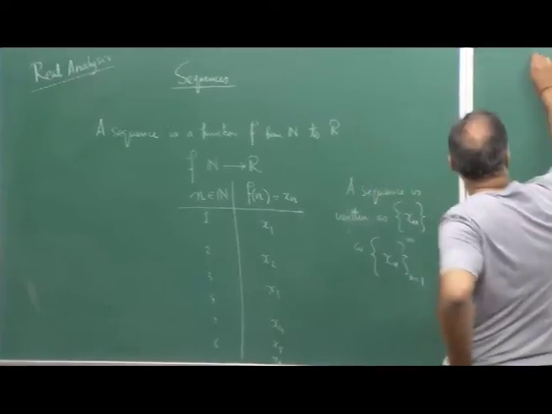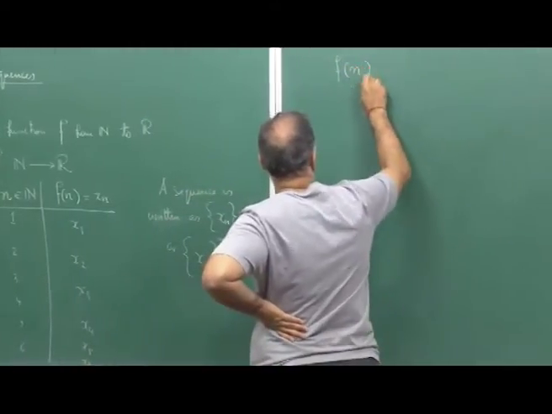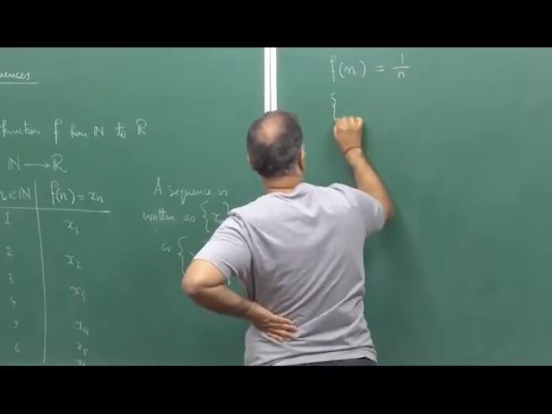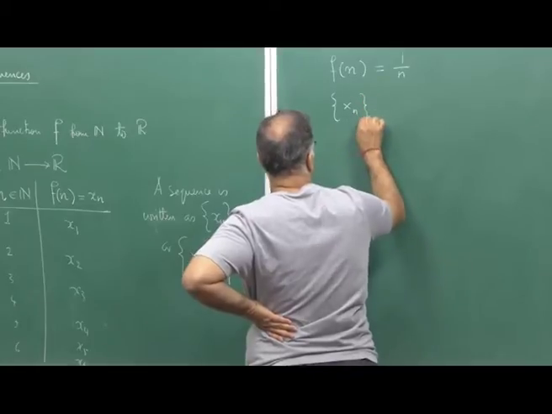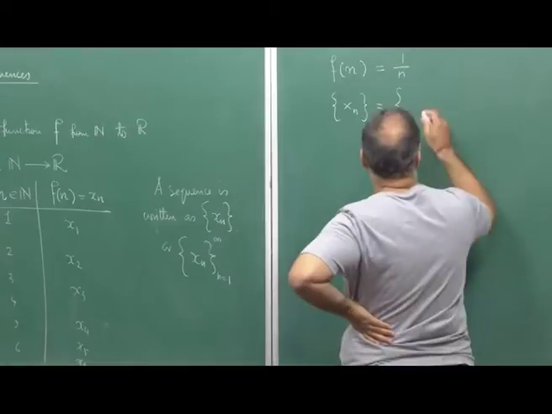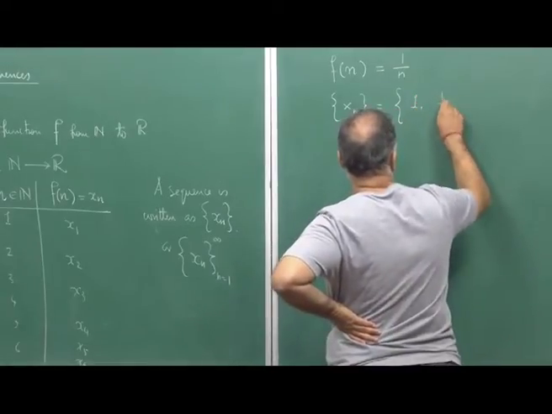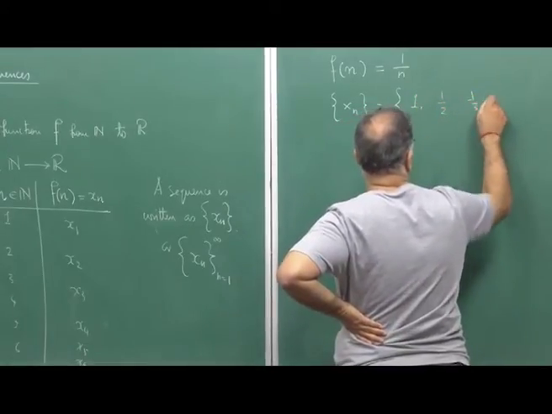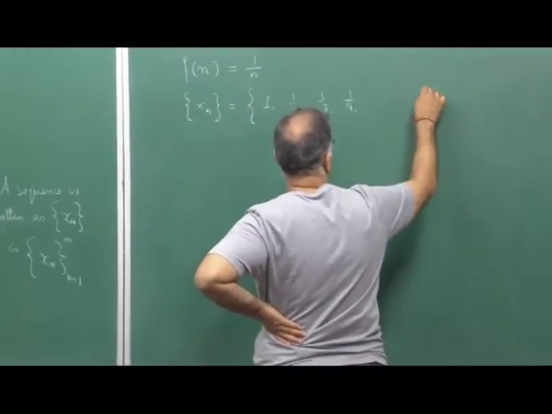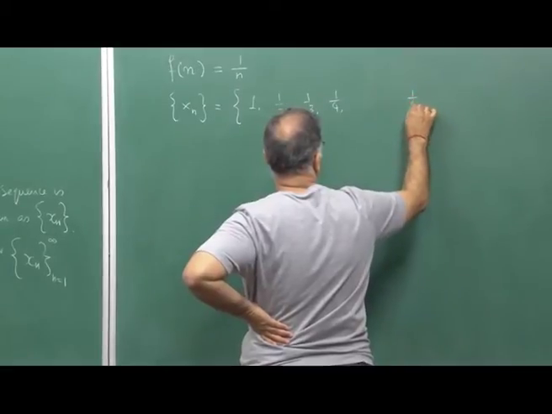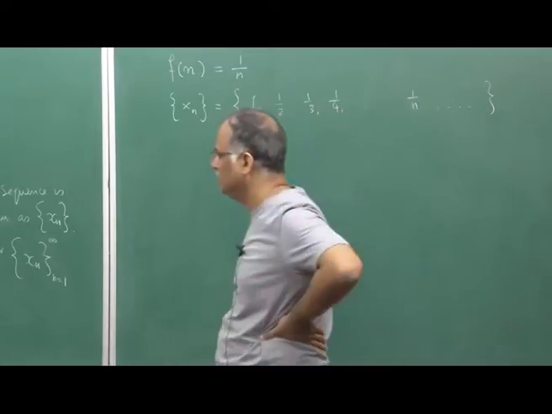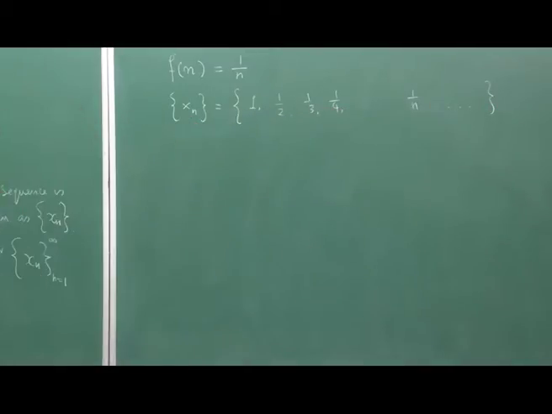So, for example, if I take the sequence f of n as 1 by n, so the sequence xn now, we will not write n equal to 1 to infinity, it is obvious, is 1 when n is 1, is half when n is 2, is 1/3, 1/4, sorry 1/n, it just goes on without end. So, this is the complete enumeration, right.